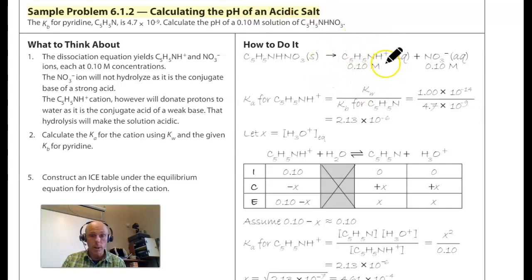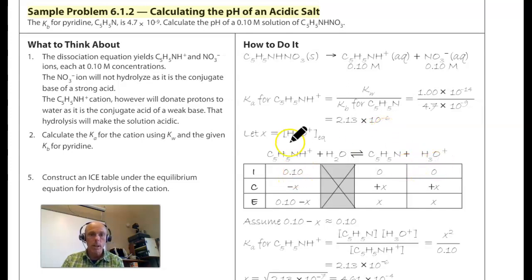It's a 1-to-1 ratio. I wrote the Ka for that weak acid, and we know the Kb of the conjugate base. It's given to us in our problem, so we have to use Kw over Kb to get Ka. Instead of being given Ka, we were given the Kb of the base. Just a little extra fun step in there. So the Ka for this acid is 2.13 times 10 to the minus 6. We know the initial concentration of the acid is 0.1.